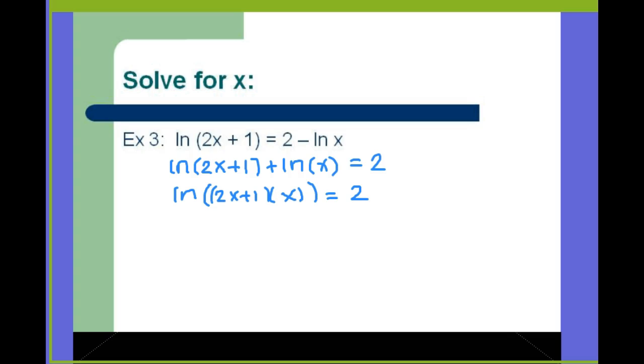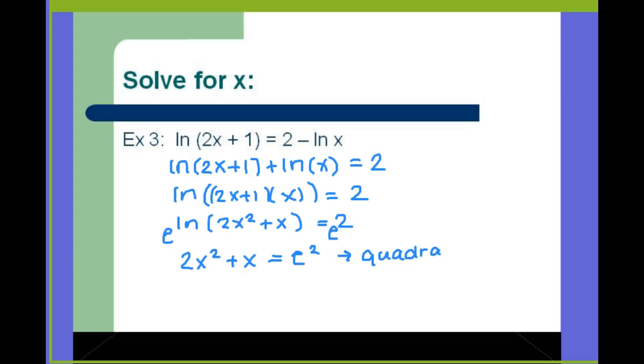But we don't want all those fractions, so we're going to distribute that x. So we get the ln of 2x squared plus x equals 2. So we're going to e both sides. And now that makes this a quadratic. And we know that in order to solve a quadratic, it's got to be set equal to 0.